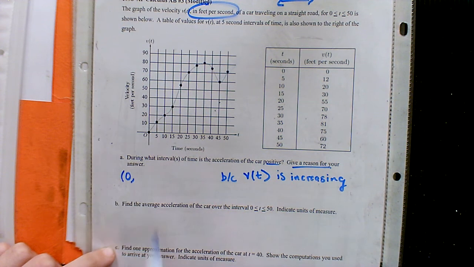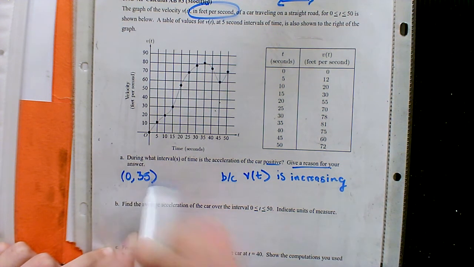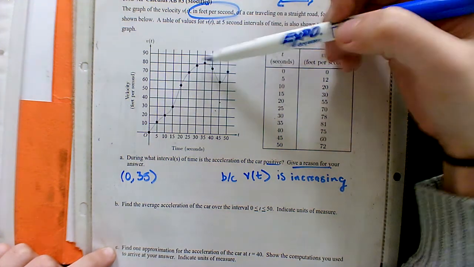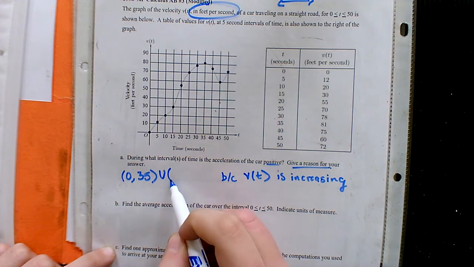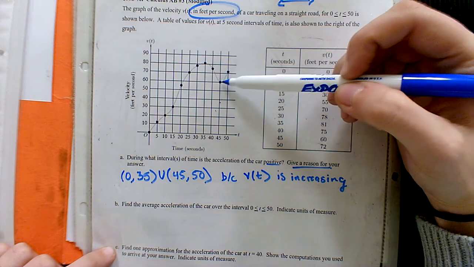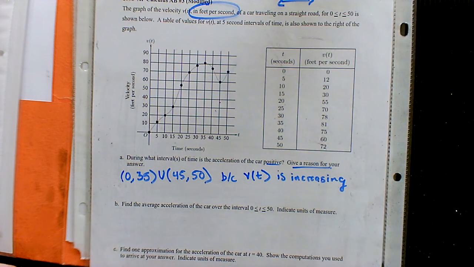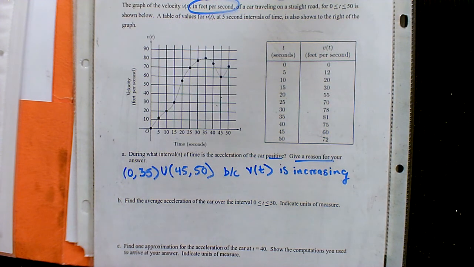What do you think? The 0 to 35? I'm looking at the graph. Okay, 0 to 35 we're increasing, and then 45 to 50. You have another little interval right there. Looks good.